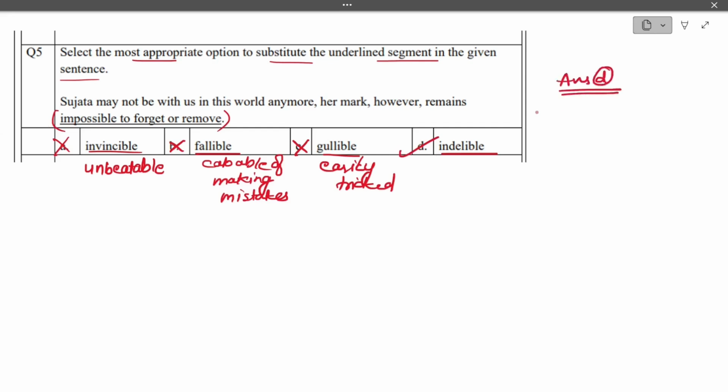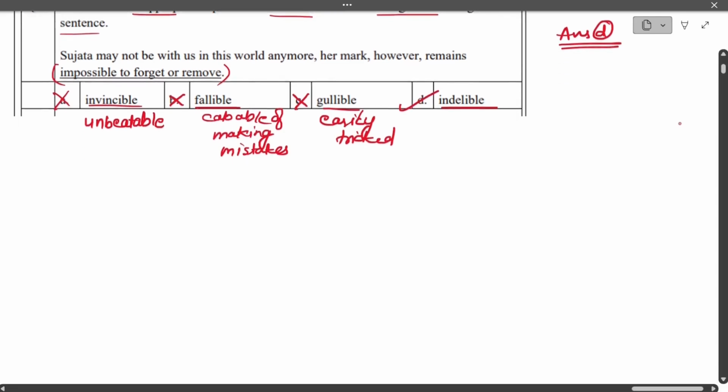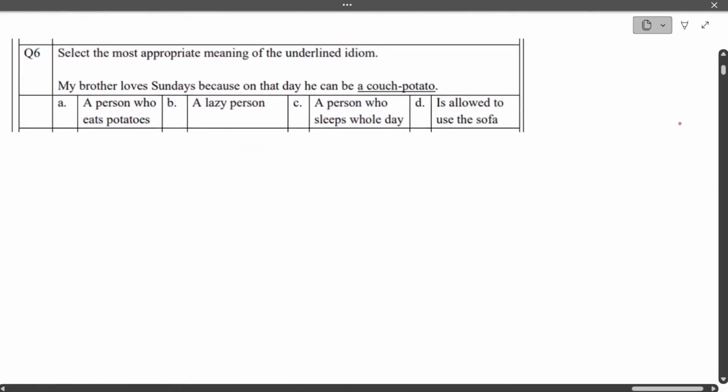See guys, the main thing is whenever these kinds of questions come and when you are practicing, it is very important that you try to practice these new words, right? Because you never know, it will come in handy in your other questions. So try to increase your vocabulary as much as possible. Okay, let's now move on to the next question.